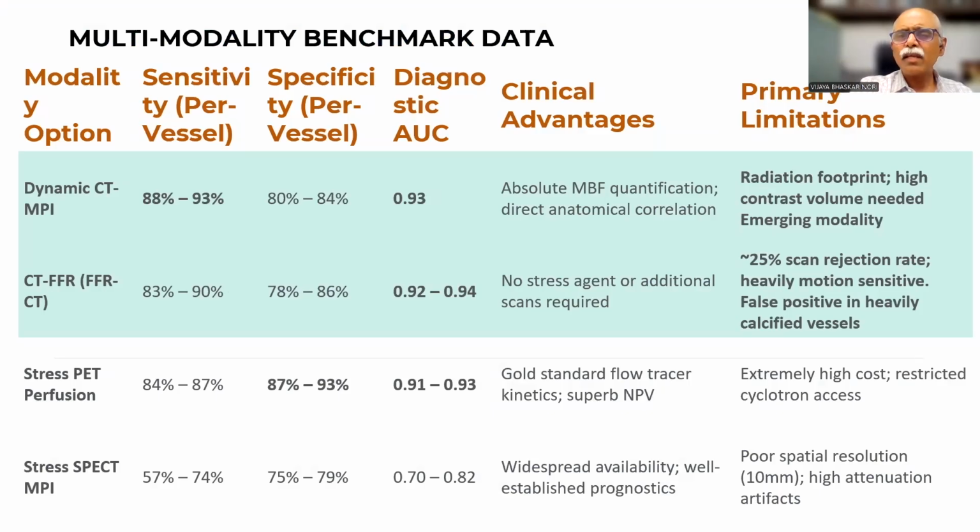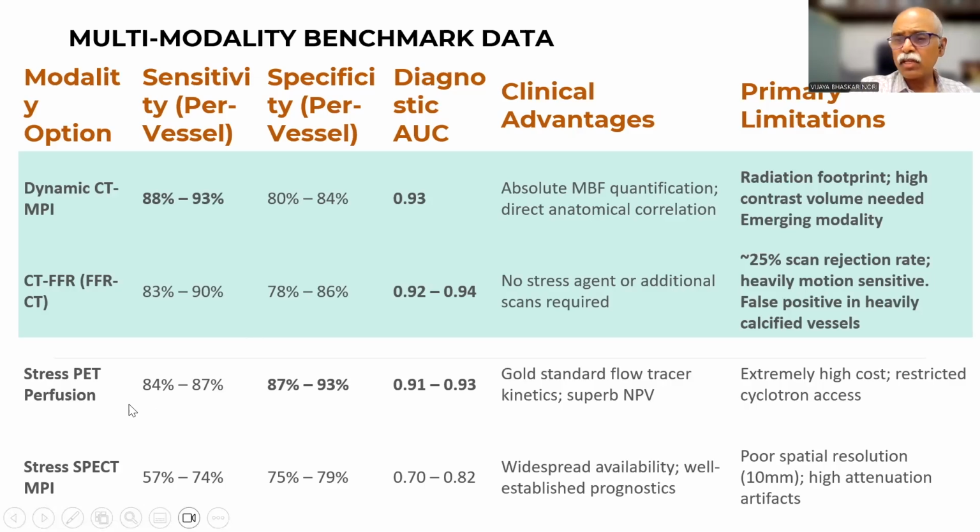Then what is the accuracy of dynamic CT myocardial perfusion? Sensitivity up to 93%, specificity 83% per vessel. Advantages: you calculate the absolute myocardial blood flow and get direct anatomical correlation, but there is some problem of radiation. Now, CTFFR has 90% sensitivity per vessel, 86% specificity. Advantages: no stress, no extra radiation, no additional scans required, but there is a 25% rejection rate because it is motion sensitive. Garbage in, garbage out. A good quality study will give a good quality FFR. Any motion artifact or any heavy calcium will cause a false positive study.